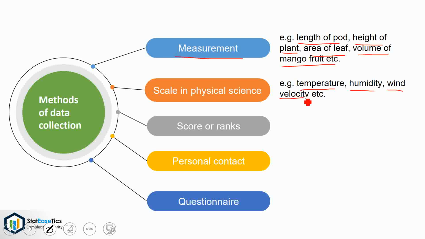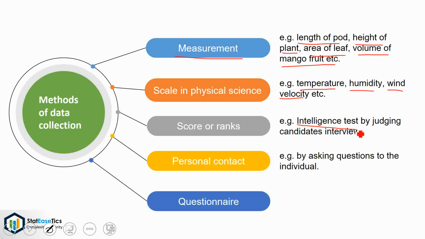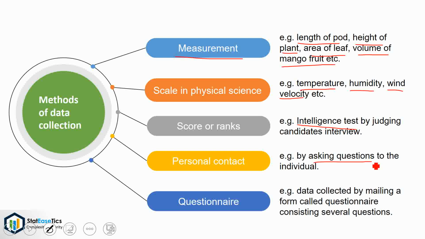Scores and ranks. The scores or ranks given by judges, for example, intelligence test, which can be judged or ranked or scored through IQ of a person. Personal contact, example, by asking questions to the individual. Questionnaire. It is the data collected by mailing a form called questionnaire consisting of several questions. So questionnaire is basically a list of several questions which are used for collecting the data. So these were different methods for data collection.